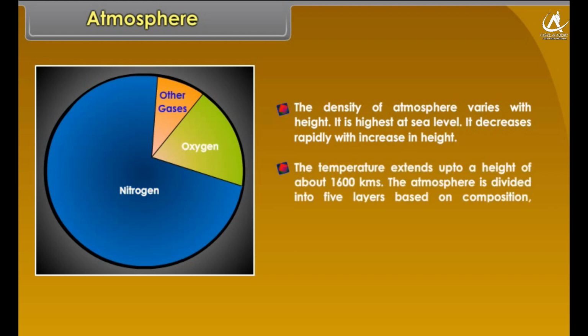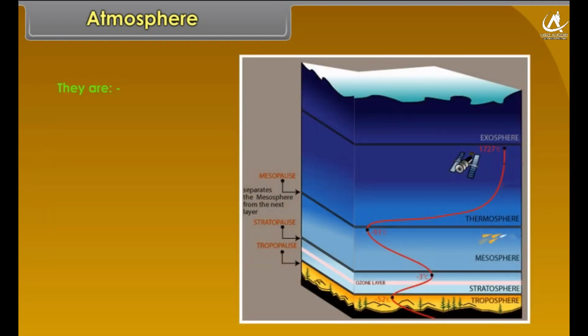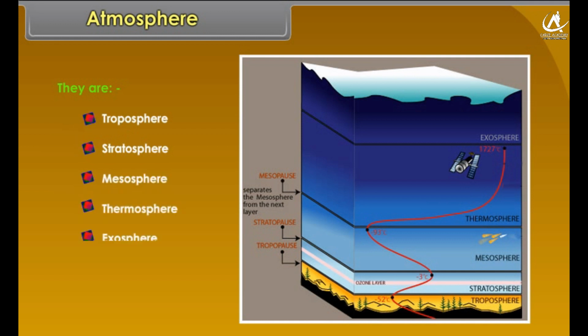The atmosphere extends up to a height of about 1,600 kilometers. The atmosphere is divided into 5 layers based on composition, temperature and other properties. They are troposphere, stratosphere, mesosphere, thermosphere and exosphere.